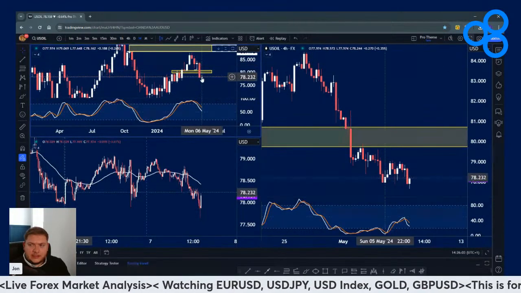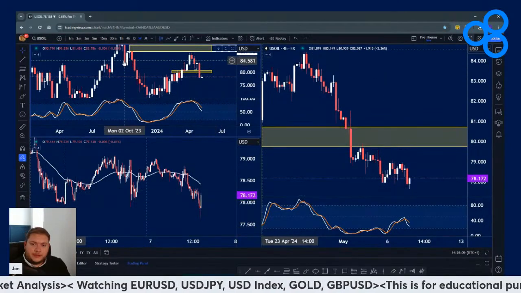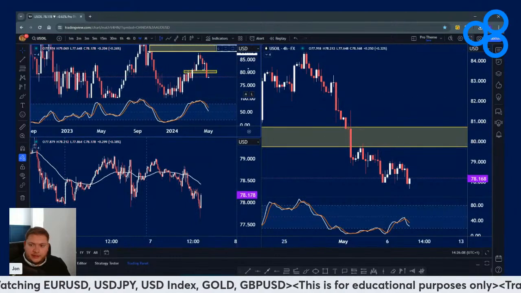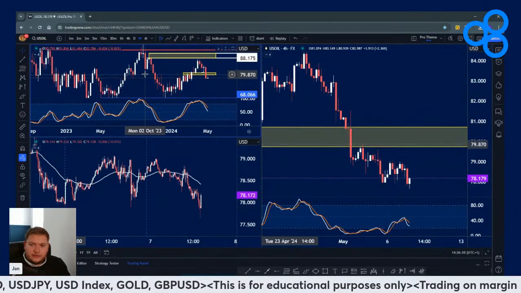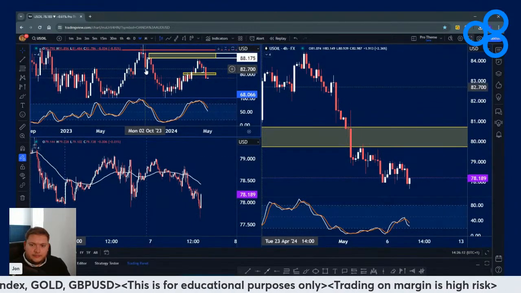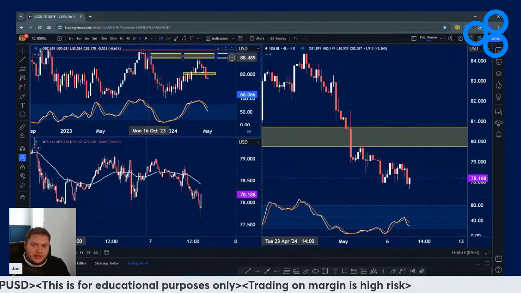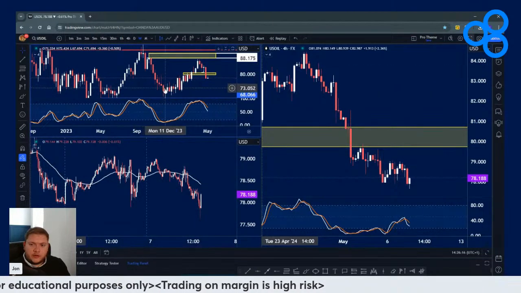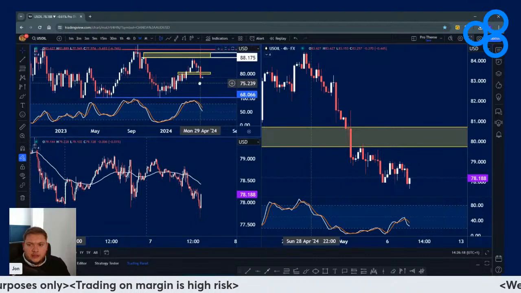And then obviously last week we followed through with that momentum. The last time that kind of occurred on the weekly chart was back here on the 2nd of October. We followed that with 2 weeks of bullishness before seeing quite an aggressive move lower.